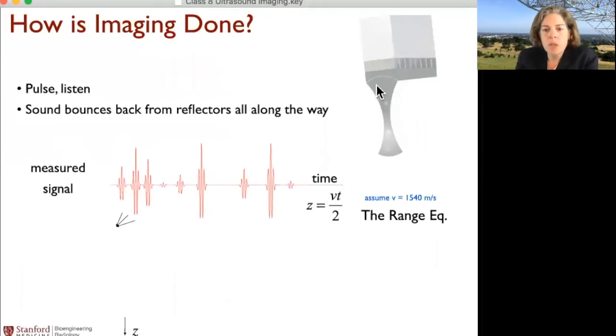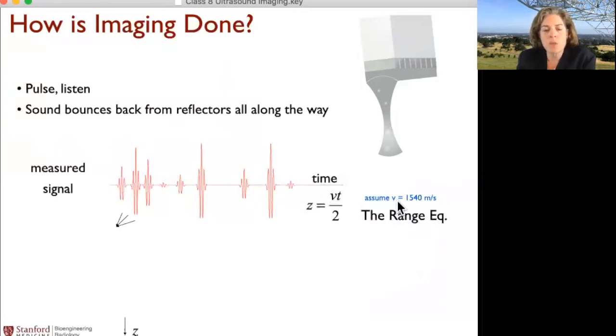So each time we do this, we send a beam out using our subaperture. There's going to be some reflectors in the beam path. You're going to get echoes coming back from those reflectors. You'll get the echoes from the near ones first, the farther ones later. And what you're going to get is essentially something that looks like this. So this is your time signal. You convert the time signal into a distance, just using the velocity times time over 2, because it has to go there and back. That gives you the distance or the depth of that echo, and that's called the range equation.